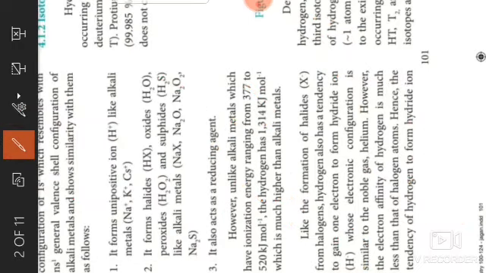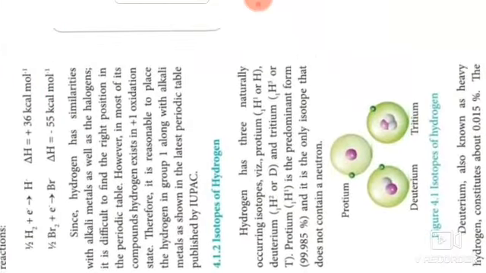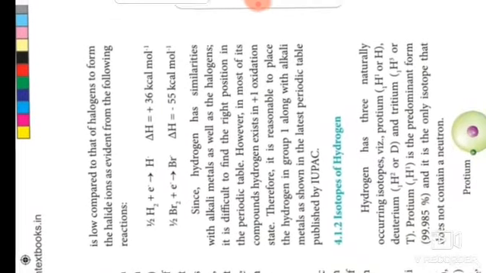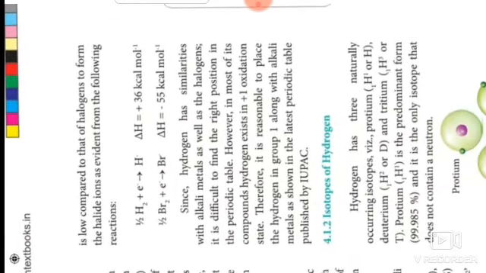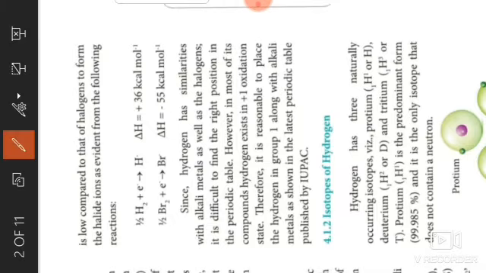Compared to halogens, which form the halide ion, hydrogen gains one electron to form the hydride ion. This is what we explained in the last paragraph: the hydrogen molecule gains one electron, giving the H minus ion, that is the hydride ion. Since hydrogen has similarities with the alkali metals as well as the halogens, it has the similar properties of the first group metals and also of the halogens.